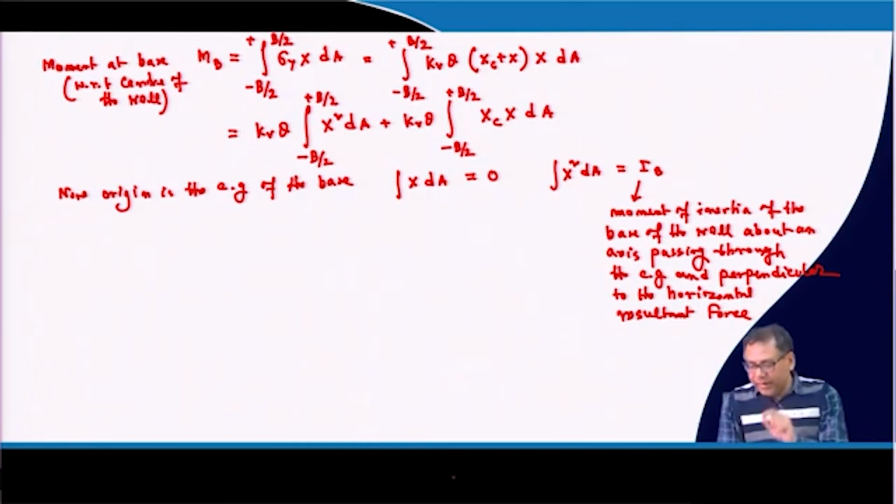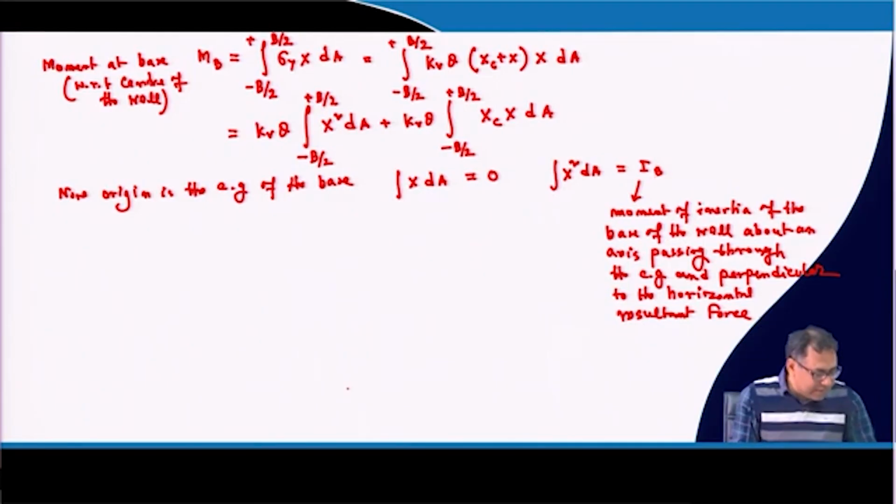So, that means this is the moment of inertia of the base of the well about an axis passing through the CG. Here you can see the origin that we have taken is the CG of the base. So the area into x, if I consider it, has its area center at the origin, the point about which we have taken the moment. That is why this term will be 0, and this is the I b.